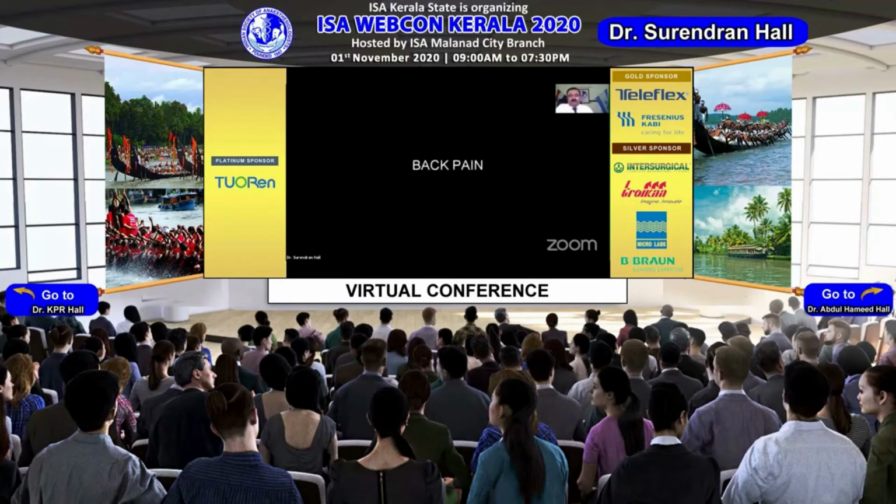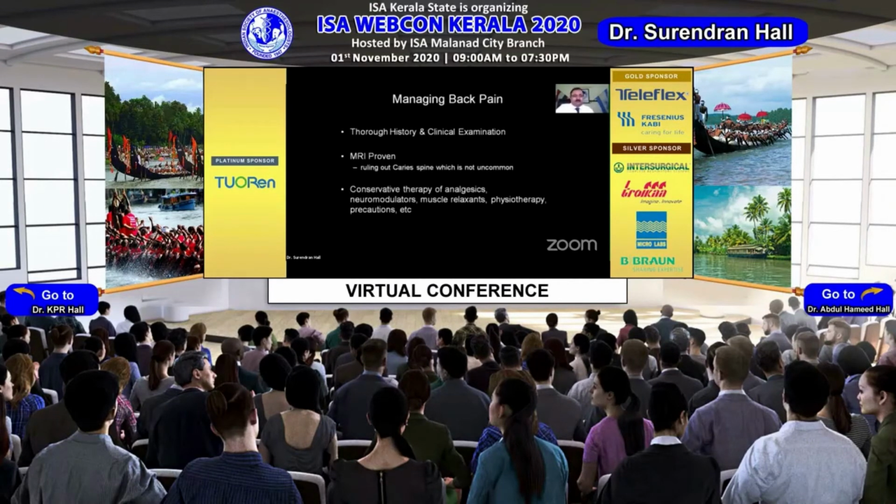Back pain. 60 to 70% of the patients who come to pain clinics suffer from musculoskeletal pain, and out of that, back pain is the most common symptom the patients present with. We should take a thorough history and clinical examination of a patient with back pain to see which nerve root is affected and which dermatomes are affected. MRI is done very commonly because Caries spine is not uncommon in India. Initial treatment is conservative therapy comprising analgesics, neuromodulators, muscle relaxants, physiotherapy, and precautions. And 80 to 85% of the patients respond to these treatment modalities.